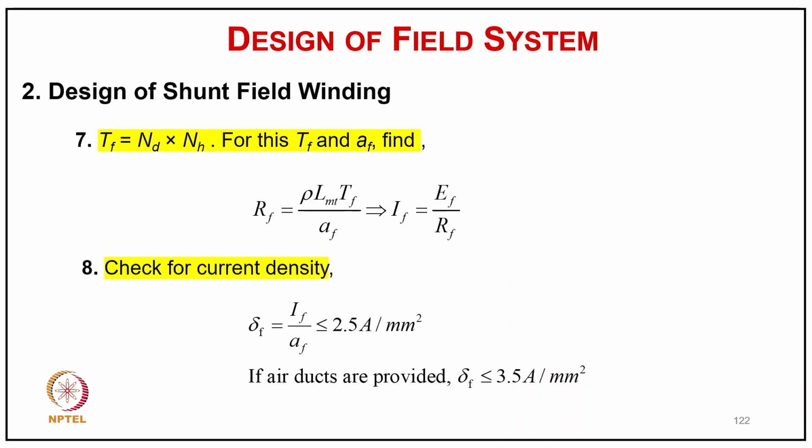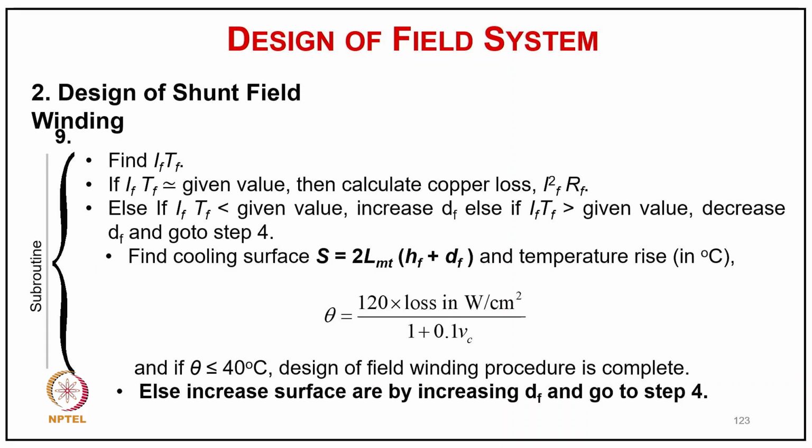For this TF and AF, you should find RF equal to rho LMT TF upon AF, then IF equal to EF upon RF, and check for the current density. So sigma F will be IF upon AF, that should be less than 2.5 ampere per millimeter square. If air ducts are provided, it can be taken that sigma should be less than 3.5 ampere per millimeter square.